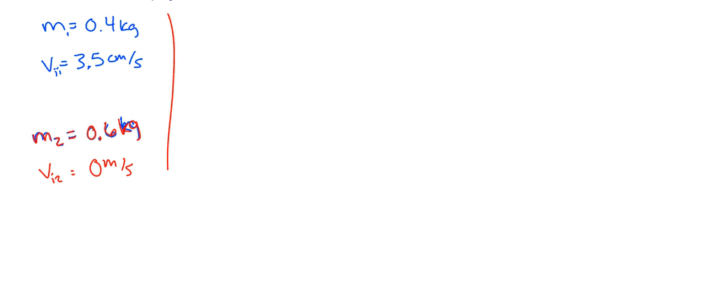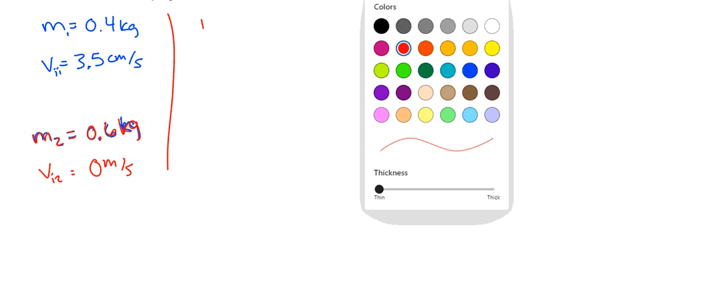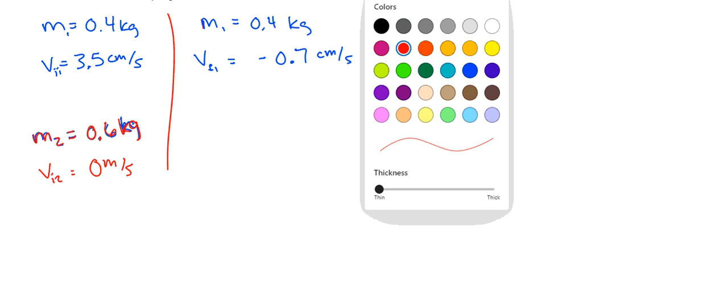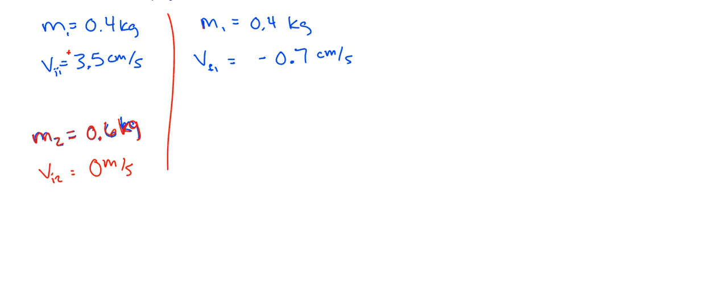After the collision, the smaller bead moves to the left with a velocity of 0.7. So after the collision, I've got to go back to blue. Mass 1 is still 0.4, but this time its final velocity is 0.7 centimeters per second, and it's to the left. Very important, to the left. So I called it negative because at the beginning it was moving to the right, that's positive. If it's moving to the left, we have to change the sign.